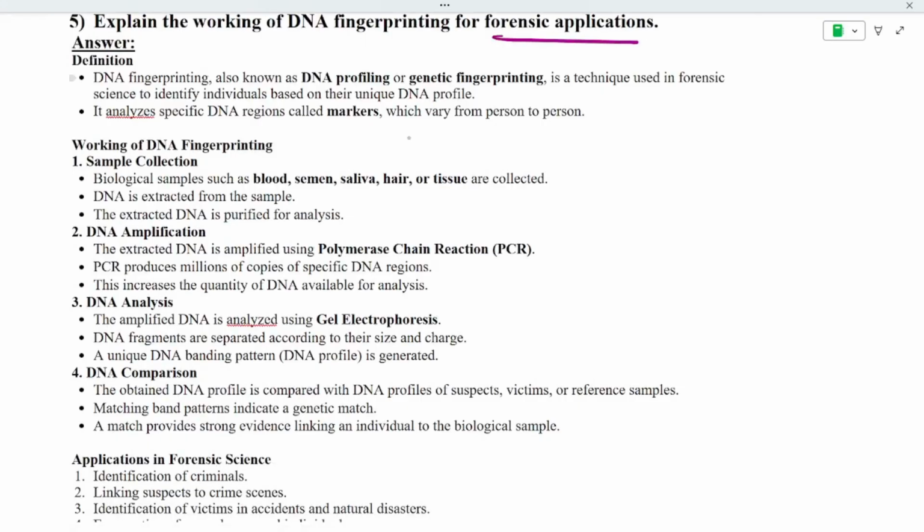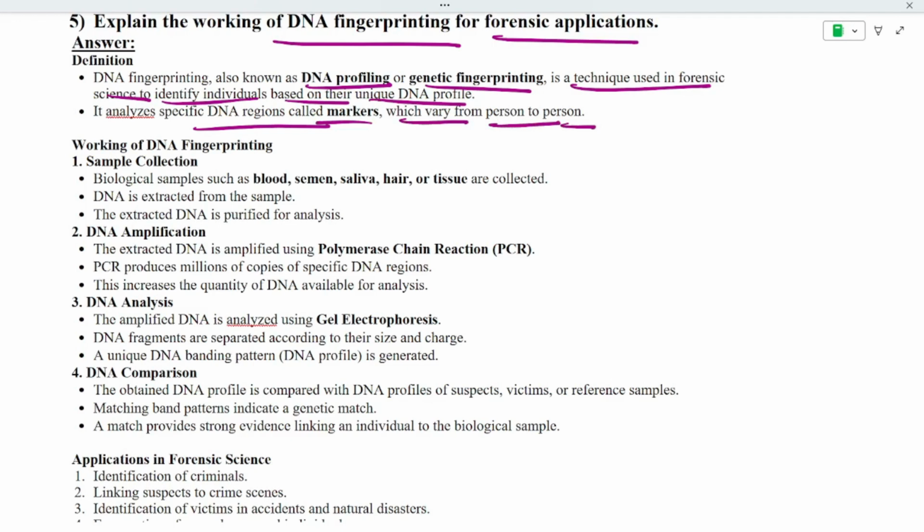Next is DNA fingerprinting for forensic applications. When cases happen, they use the DNA fingerprinting technique. DNA profiling or genetic fingerprinting is a technique used in forensic science to identify individuals based on their unique DNA profile. It analyzes DNA regions called markers, which vary from person to person. How it works: first they collect the sample, then a DNA amplification technique is used, then they analyze it and the comparison is done.